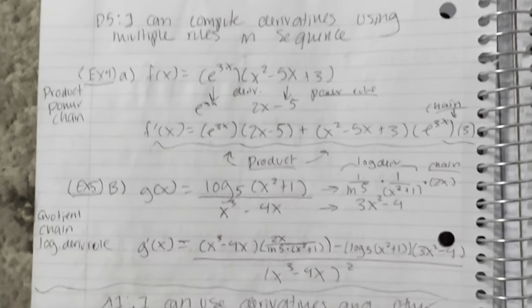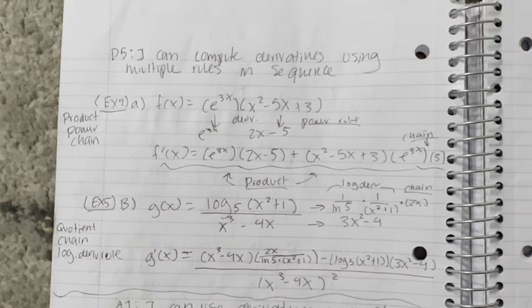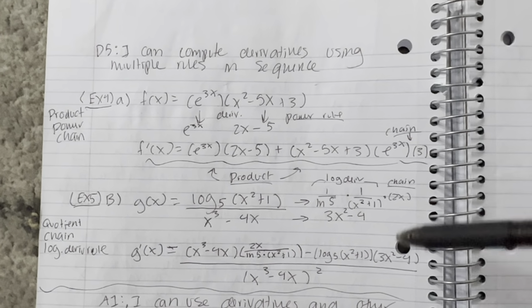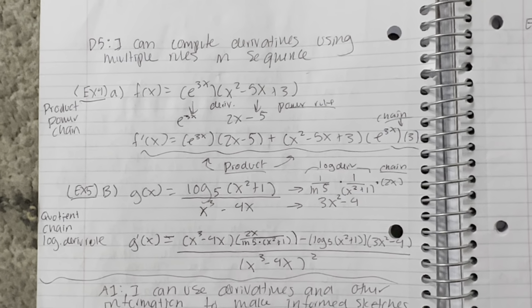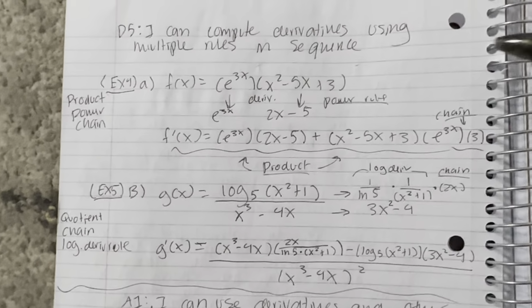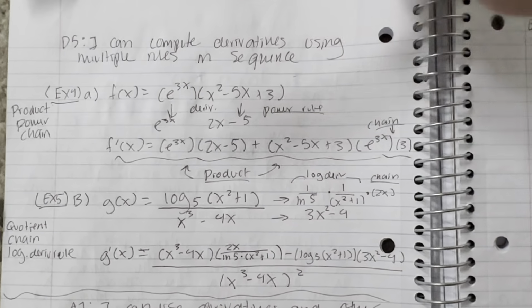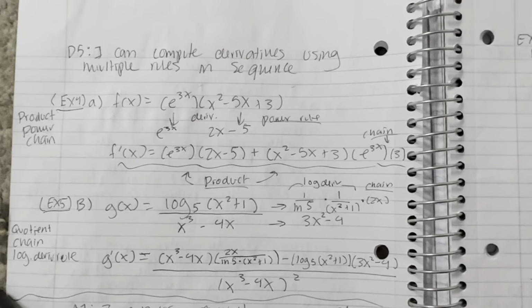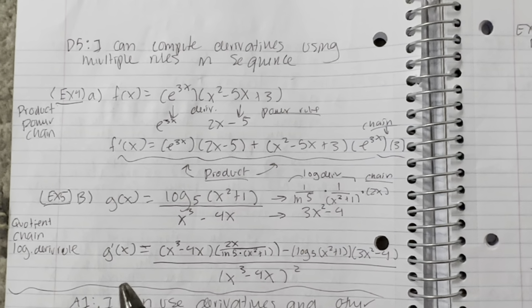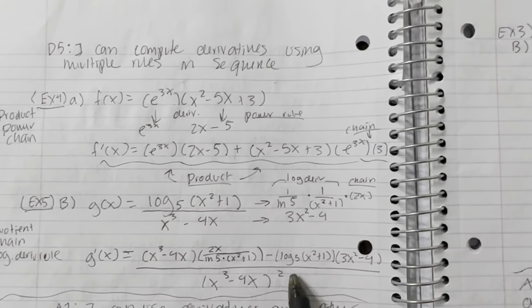And then the last one, which is just computing derivatives using multiple rules in sequence, which we have more examples of here. I'm going to go about 20 seconds over just to give a little insight, but basically I used the product, power, and chain rule here, and the quotient, chain, and log derivative rule here. This is not an actual official rule, but I just wrote it down to demonstrate what I was doing.